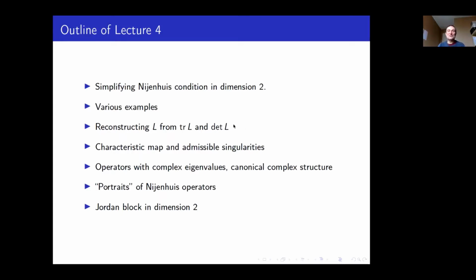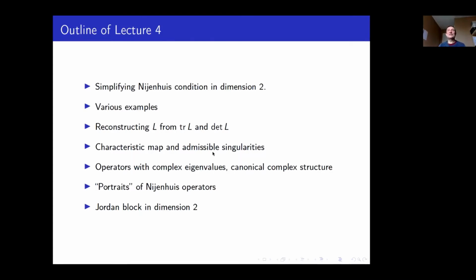I told you already that Nijenhuis operators can be reconstructed from the trace and determinant, more precisely from the coefficients of the characteristic polynomial. But in dimension 2, we have only two coefficients, trace and determinant, and I will explain explicitly how this reconstruction can be done.